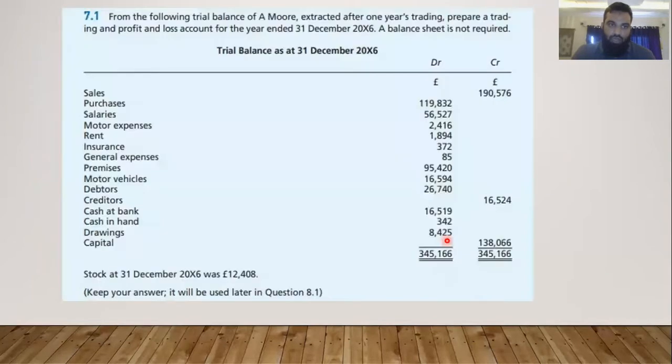After this, I'll again go to my question. Now, what is the next expense, if anyone can tell me? I recorded salaries, I recorded motor expenses. Do you see any other expense?